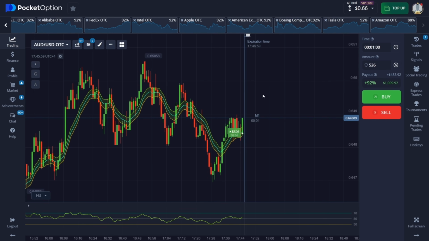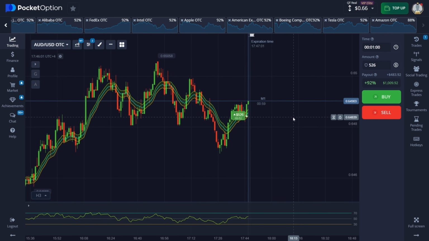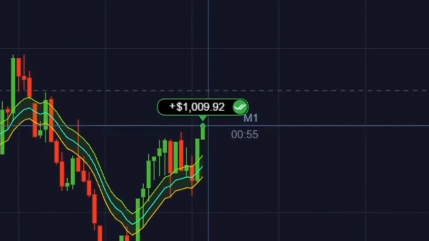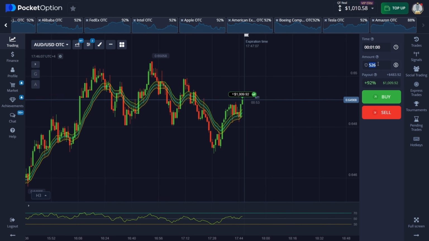With only a few seconds remaining, we won another trade. My balance has increased to $1,010. Let's find a trade for $1,010.